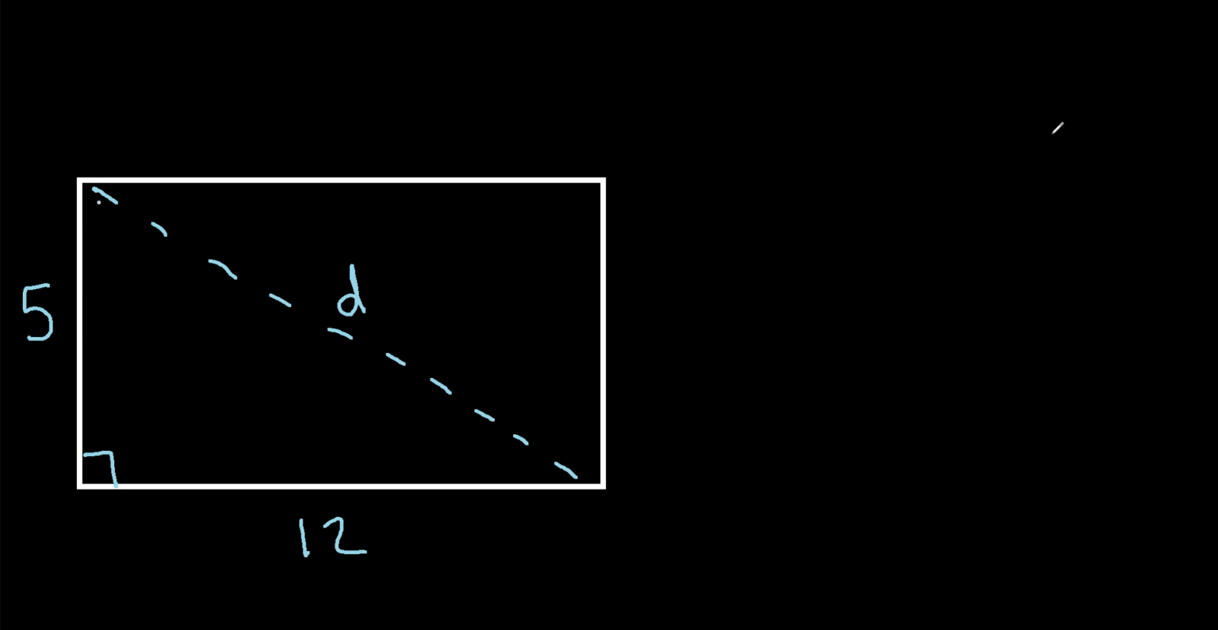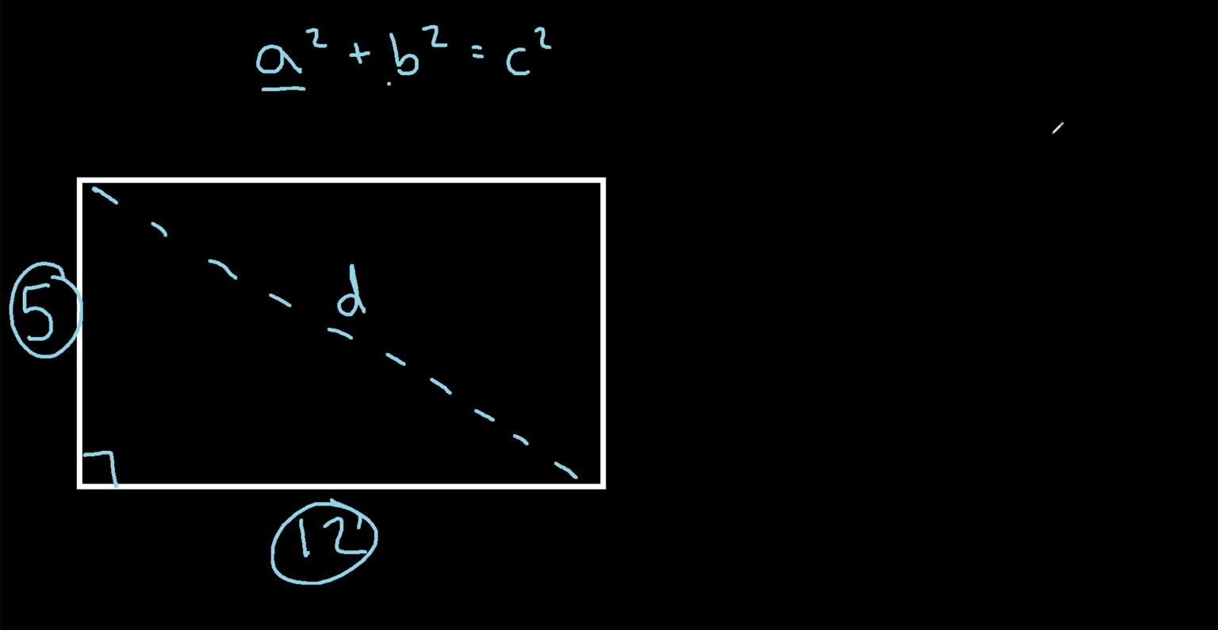And when we have a 90-degree triangle like this, we can use the Pythagorean theorem, which says a squared plus b squared must equal c squared, where a and b are the shorter side lengths and c is the hypotenuse of the triangle. So in this particular triangle here, the 5 and the 12 are the shorter side lengths and D is the hypotenuse. So all we have to do is plug in a 5 for A and plug in a 12 for B, and we can figure out what the diagonal length is.